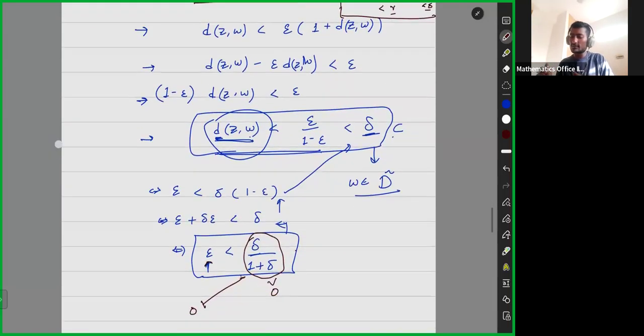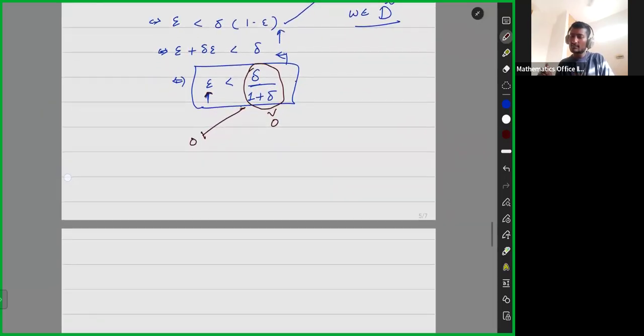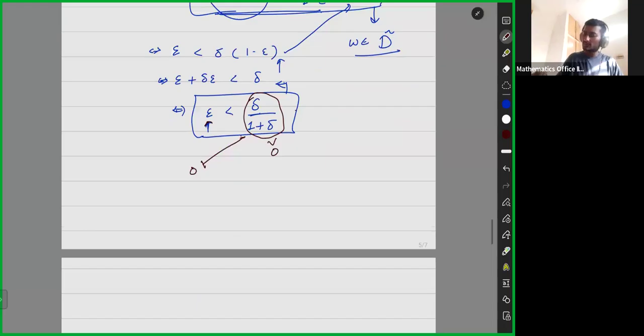Go through these lines once more. We'll share the PDF. From the last step, such an epsilon means the d1 ball around z with radius epsilon is contained in d.